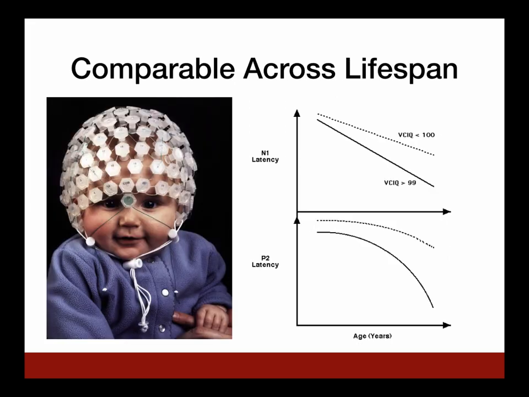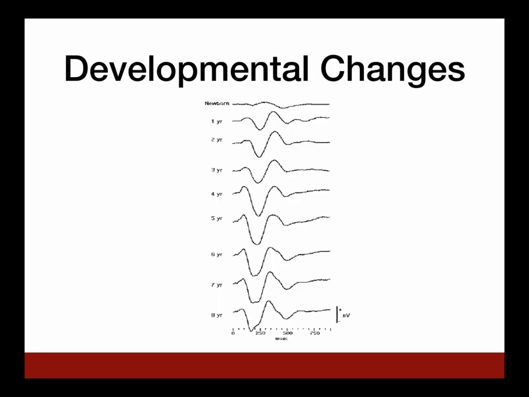As I said before, ERPs are incredibly comparable across the lifespan. For instance, this baby pictured here is now, I believe, 26 years old. So aged incredibly well between when this picture was taken and now. You can see that the N1 latency goes down over time, and the P2 latency also goes down over time, and there's sort of a linear relationship and a curvilinear relationship that I'm not going to go into in a huge amount of detail.